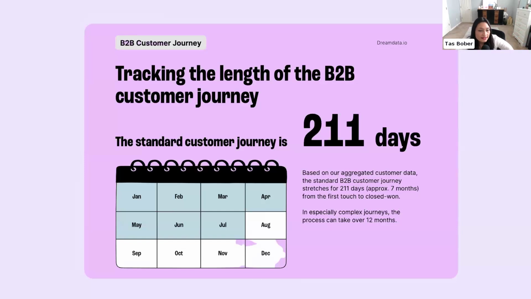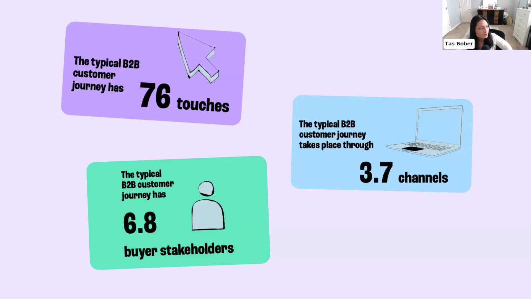211 days is the standard customer journey. So if you're sitting here and still measuring based on last touch or conversions, you're too late, my friend. So you need to look at leading indicators, how they're consuming the information. Am I giving them the right information, right? Typical B2B customer journey has 76 touches.